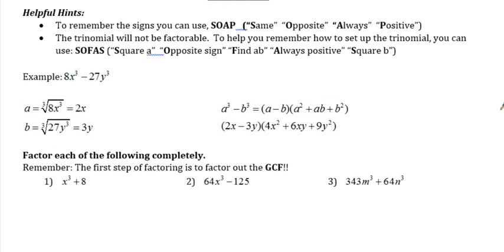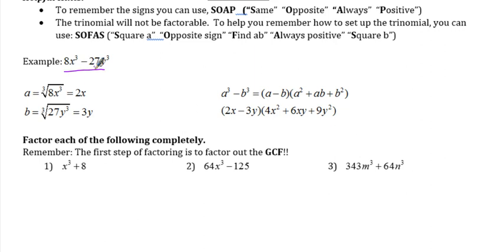Here's an example. If you were faced with 8x cubed minus 27y cubed, you have a difference of cubes, something cubed minus something cubed. Let's first identify what got cubed in the first place. A is the cube root of this, or 2x. 2x was originally cubed to make 8x cubed. B must have been 3y, the cube root of this. 3y cubed made this 27y cubed.